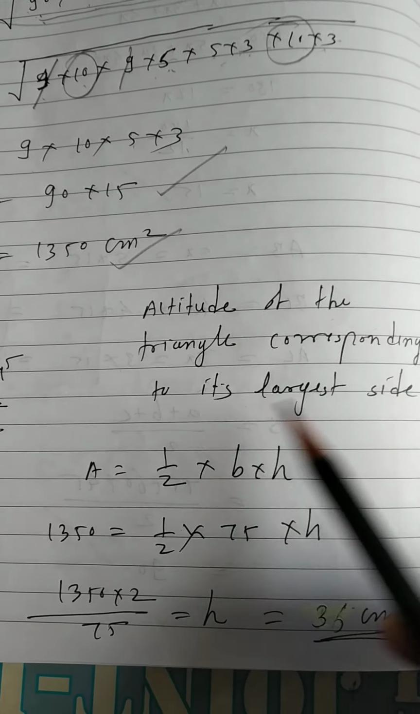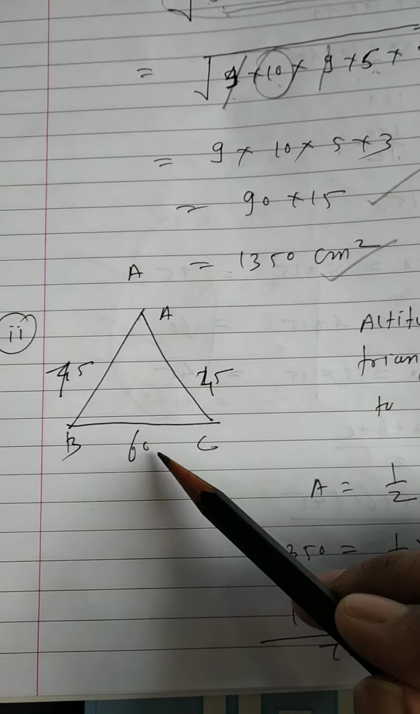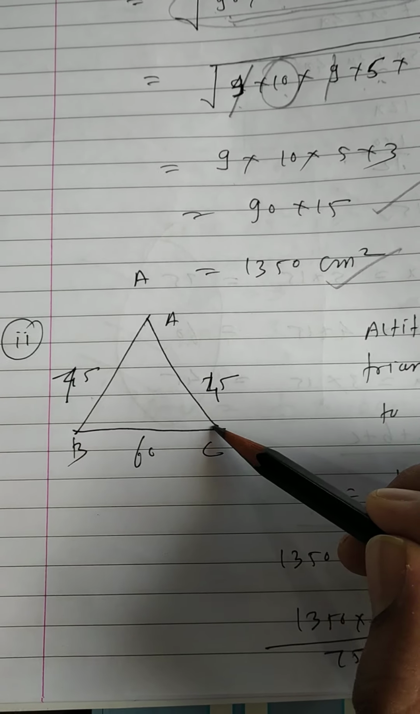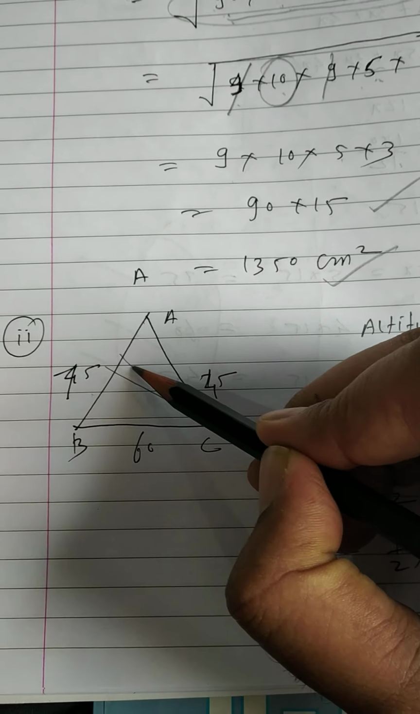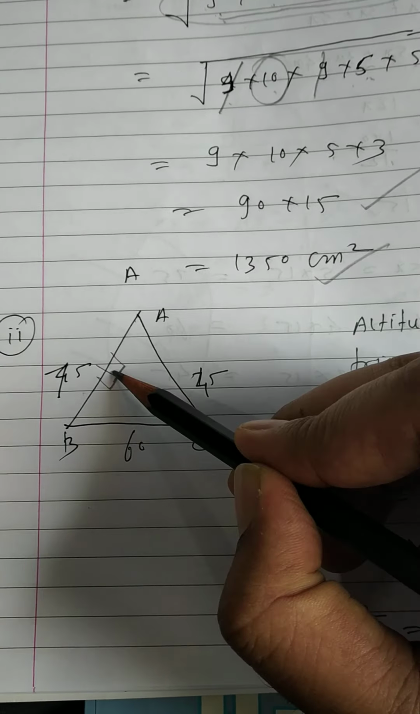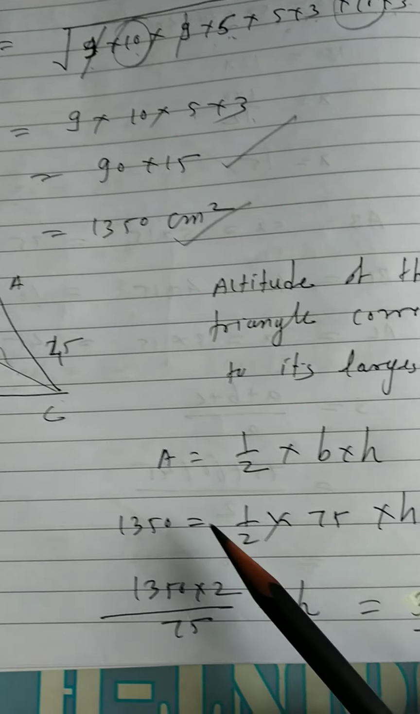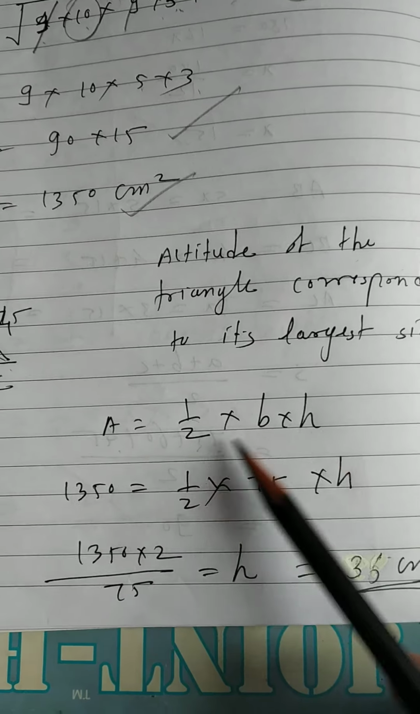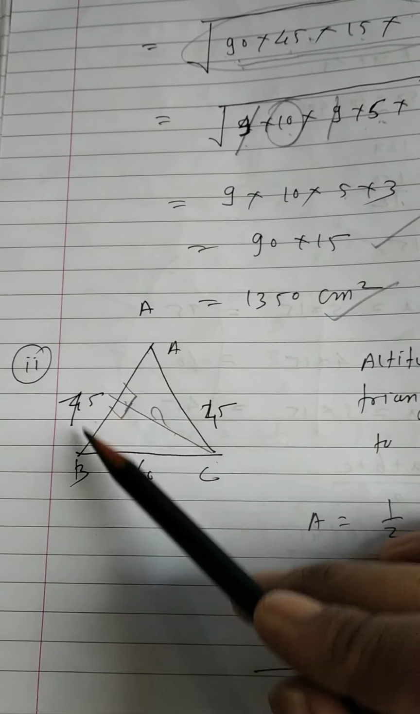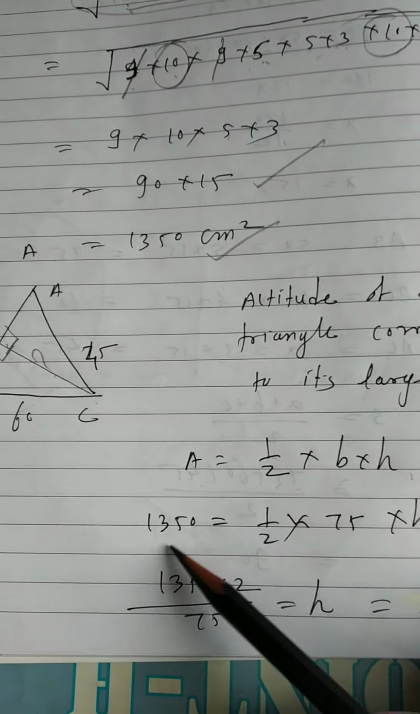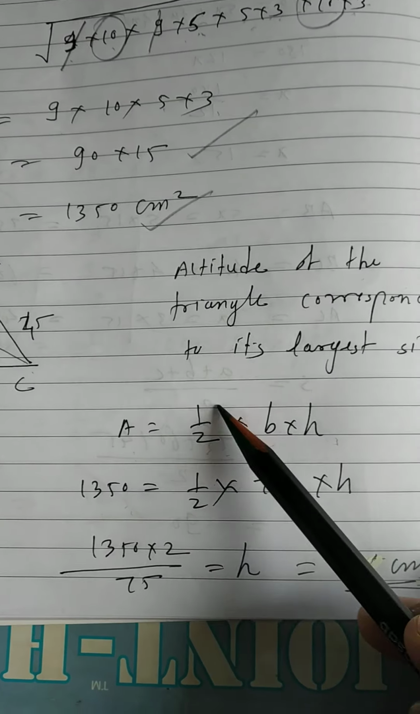Altitude of the triangle corresponding to its largest side. Now which is the largest side here? 75. So I will draw the corresponding altitude over here, because it is asked corresponding to the largest side. So I have to calculate this perpendicular, this height, this altitude. Area is equal to 1/2 base into height. The area of the triangle we just calculated is 1350, into 1/2.